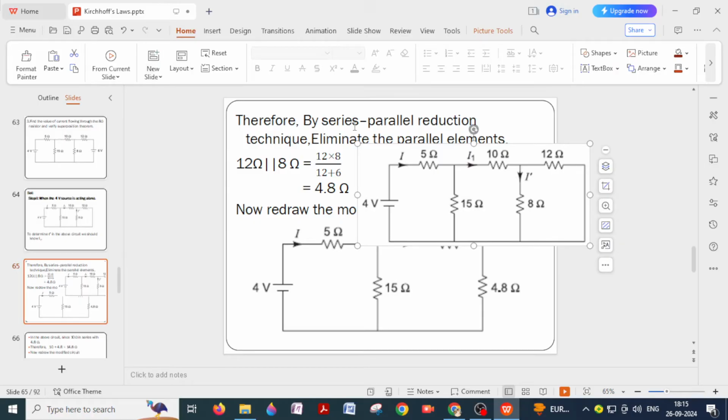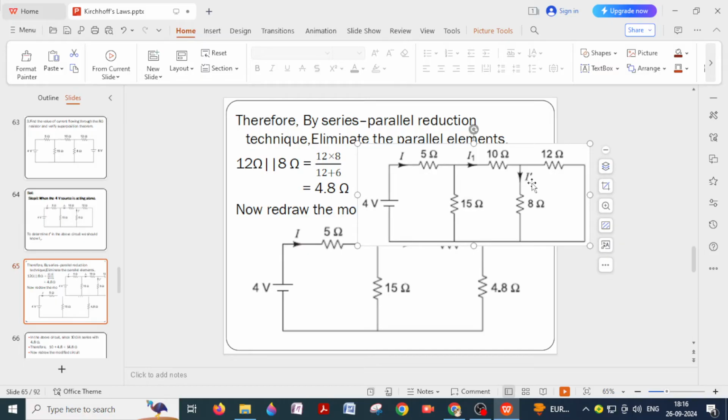this is our circuit which I have copied in another slide. The 12 ohms and 8 ohms, since current is dividing between these two resistors, current at this junction will divide and some portion will flow through 8 ohms, some portion will flow through 12 ohms. Therefore, these two resistors are said to be connected in parallel.